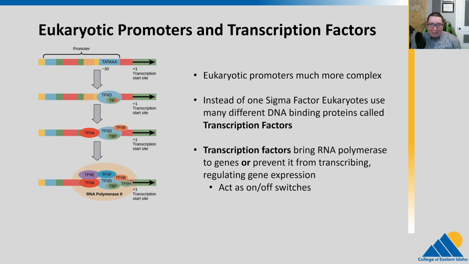But what's really interesting is instead of the sigma factor, which showed the prokaryotic RNA polymerase where to bind, eukaryotes use specific transcription factors. These specific transcription factors are going to bring in RNA polymerase or prevent RNA polymerase from doing its job of transcribing. So there's generic transcription factors, then there's specific transcription factors. They act like switches, okay? They turn on transcription or they prevent transcription, turning it off. We will talk more about this later in a section when we're talking about gene regulation.